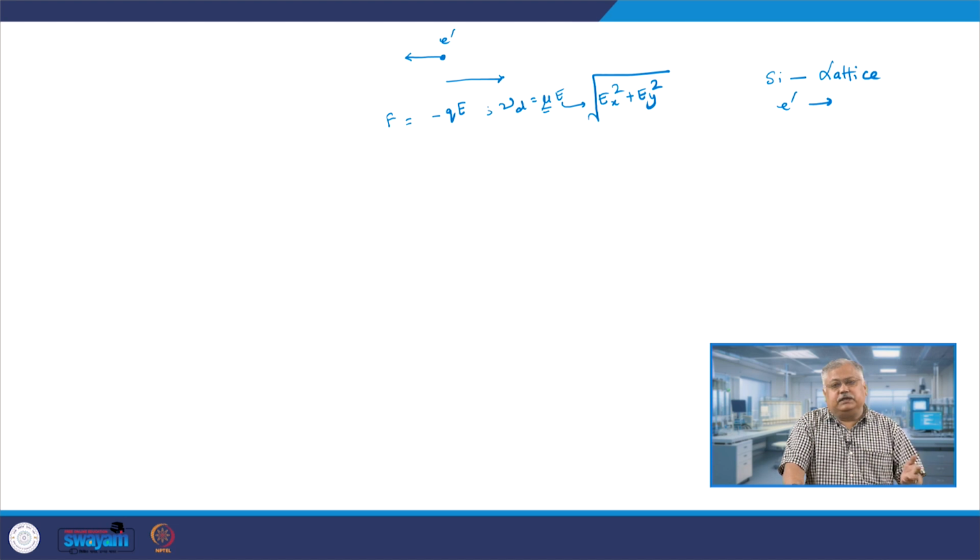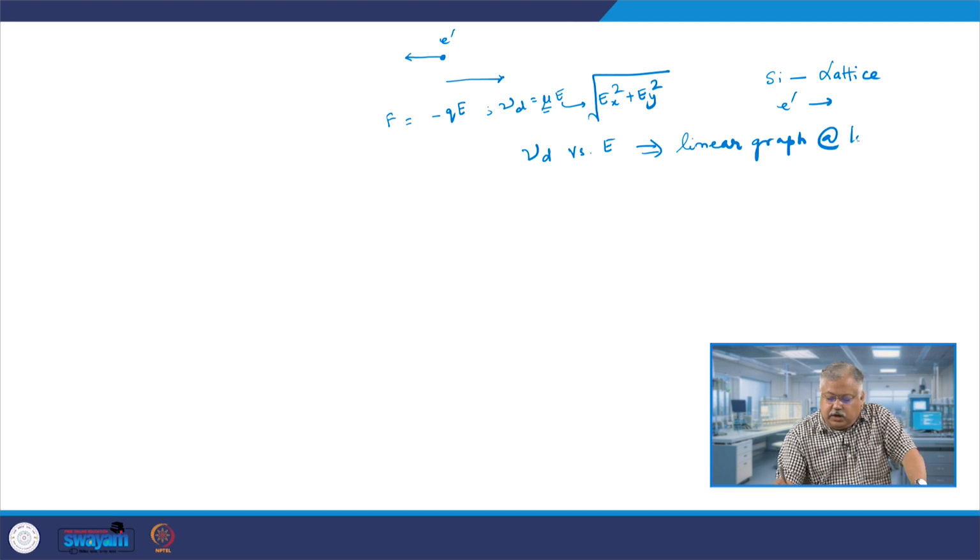So, when these two forces become equal, the velocity tends to saturate itself. Now, if the velocity increases, then you can understand that the number of scattering centers will also increase, because per unit time it will hit a larger number of charge carriers, and as a result there will be a saturation of the velocity of the charge carriers. So, if you plot drift velocity versus electric field, for low values of electric field this is almost a linear graph, and I will show you that in my subsequent slides.